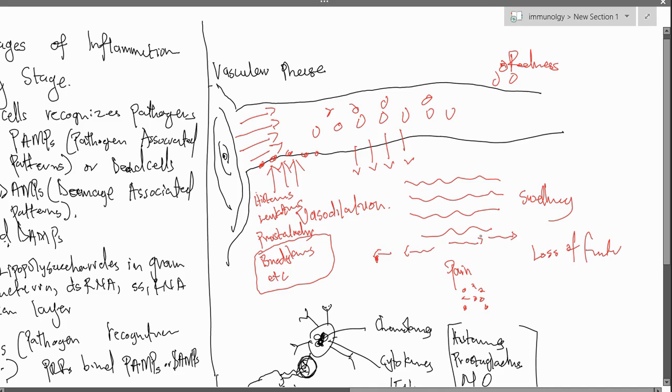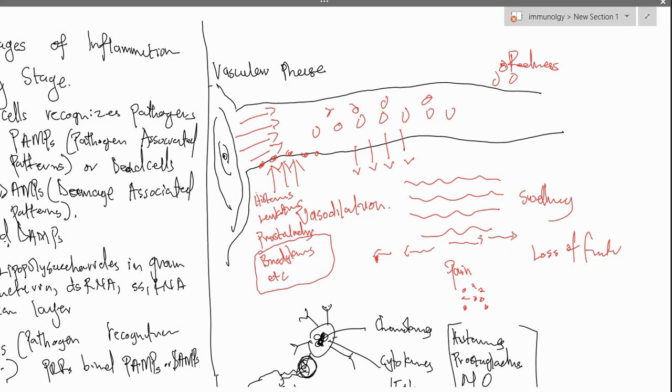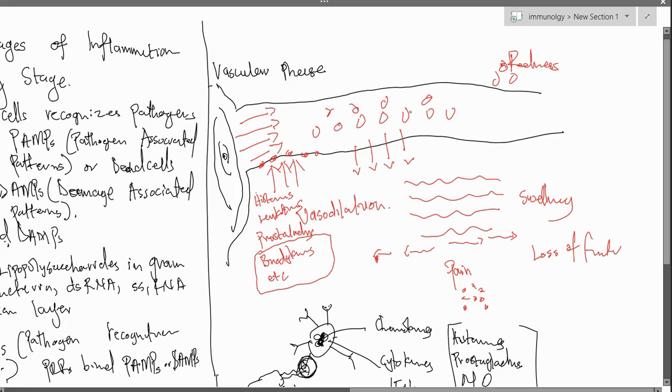Now the main motive behind the vascular phase is to ensure that there is leukocyte extravasation. That's leukocytes, or white blood cells, moving from the vascular compartment to the site of injury, in order to initiate the cellular phase of inflammation. So basically this is what inflammation is about.